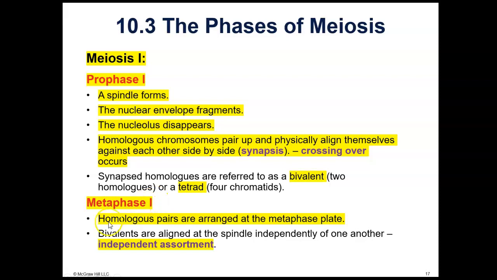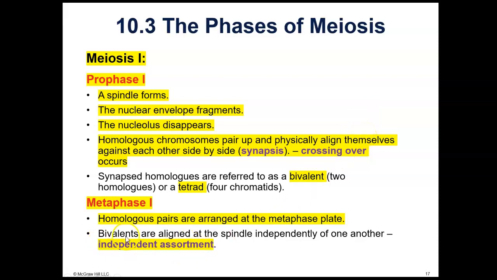In metaphase 1, this is pretty simple. The homologous pairs line up at the metaphase plate. So what we were used to seeing in mitosis is just individual chromosomes lined up single file. Now we're going to see pairs of chromosomes lined up, okay?